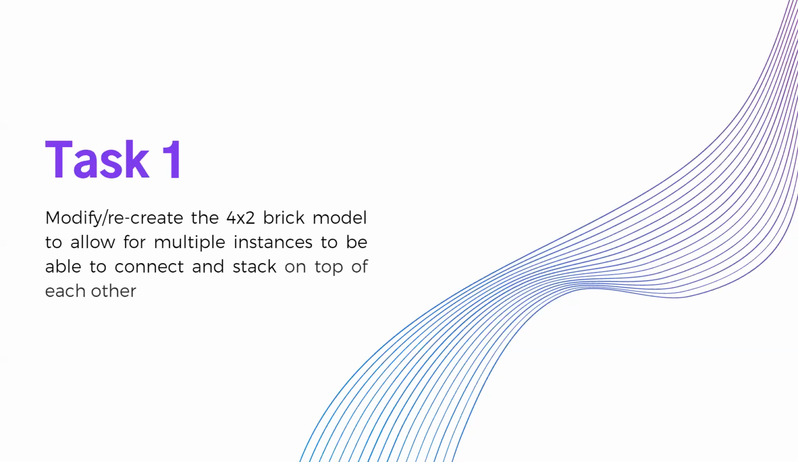So the first task was to modify the 4x2 WRL file that we received and recreate it to allow it to be able to stack on top of each other like a normal Lego brick would do. So for this, we have followed 5 steps. The 5 steps were in the next slide.